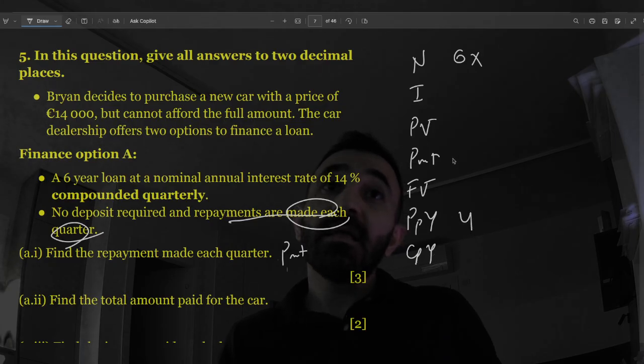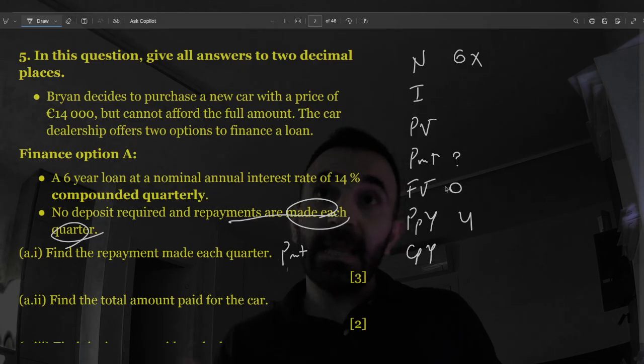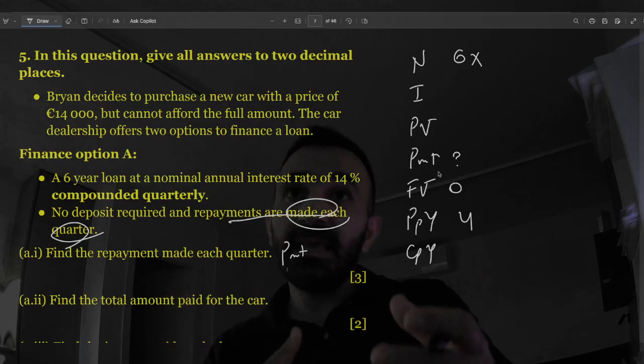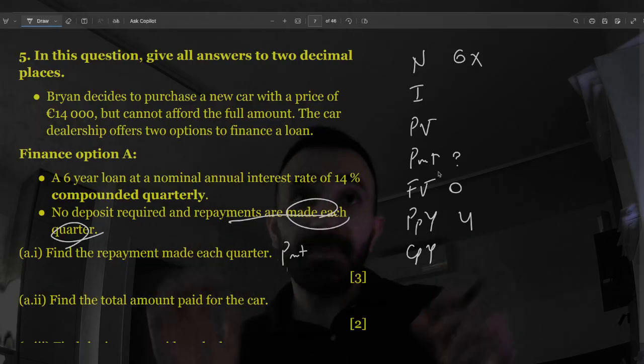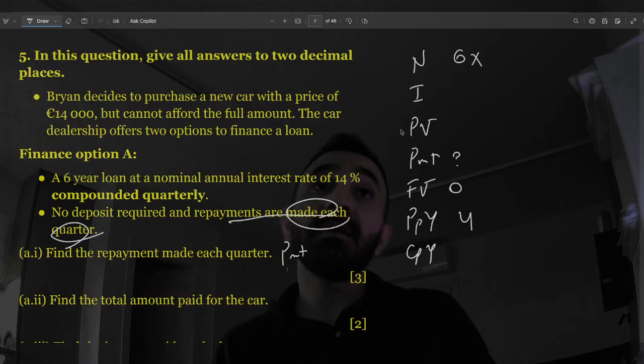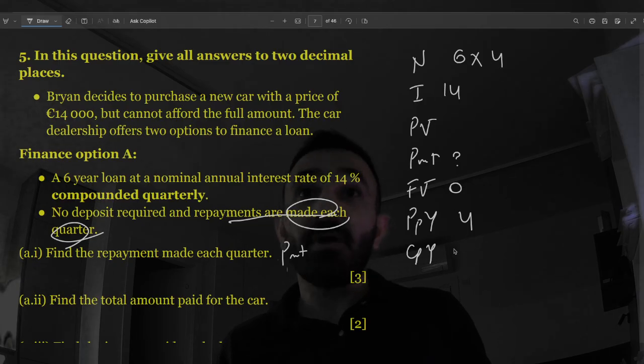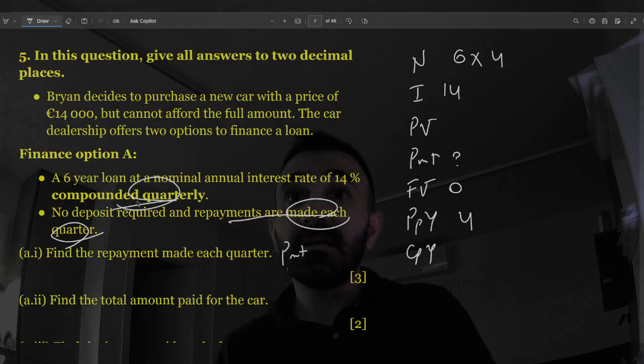What is the amount of payment? This is what we want to find. What is the future value? 0. Because again, like the previous case, after 6 years, the balance between me and the bank is going to be 0. So I'm going to pay back the loan entirely. What is the annual interest rate? 14%. PPY 6 times 4. CPY, compounded quarterly, so CPY is also 4.